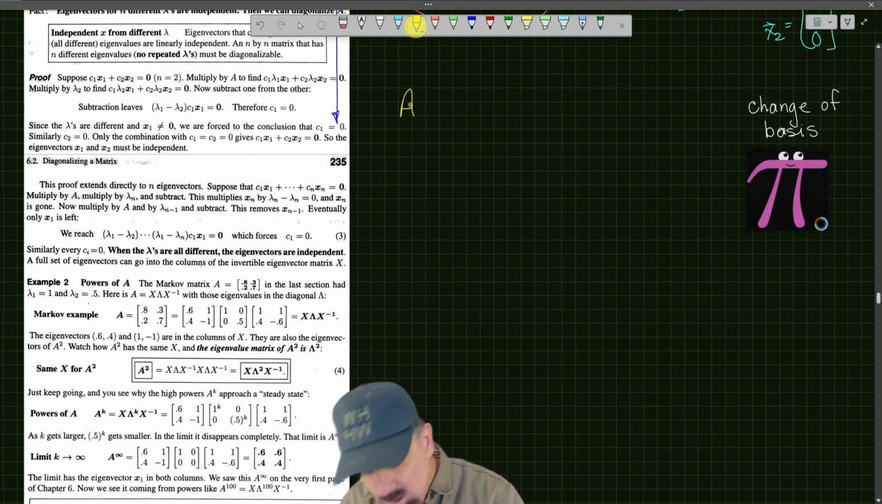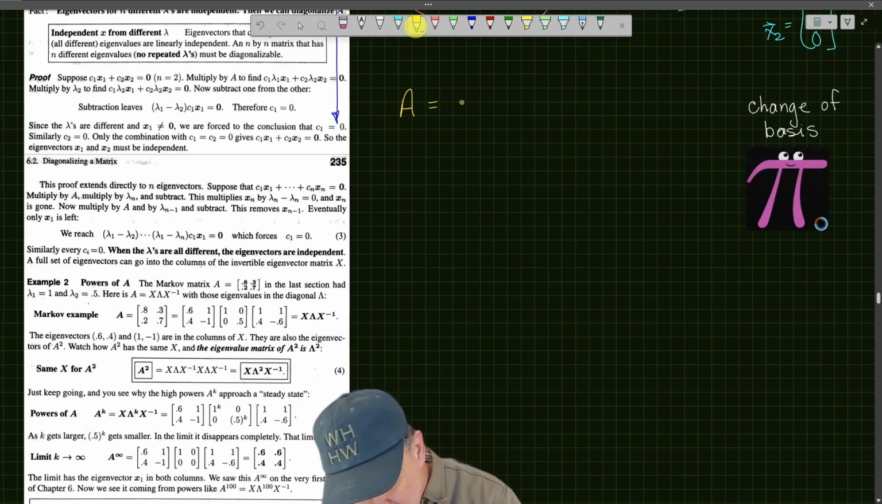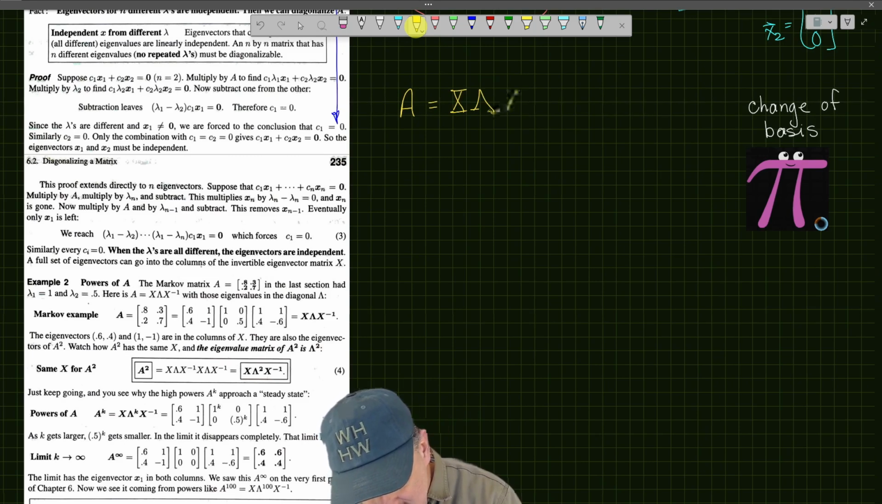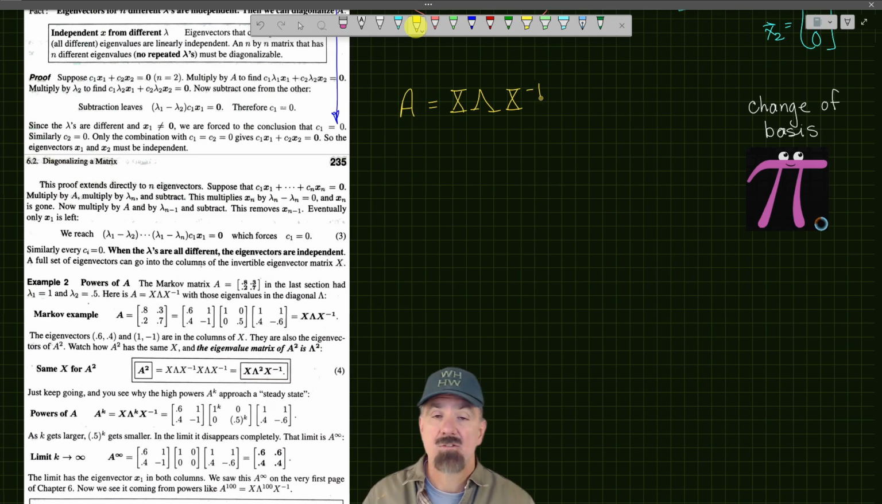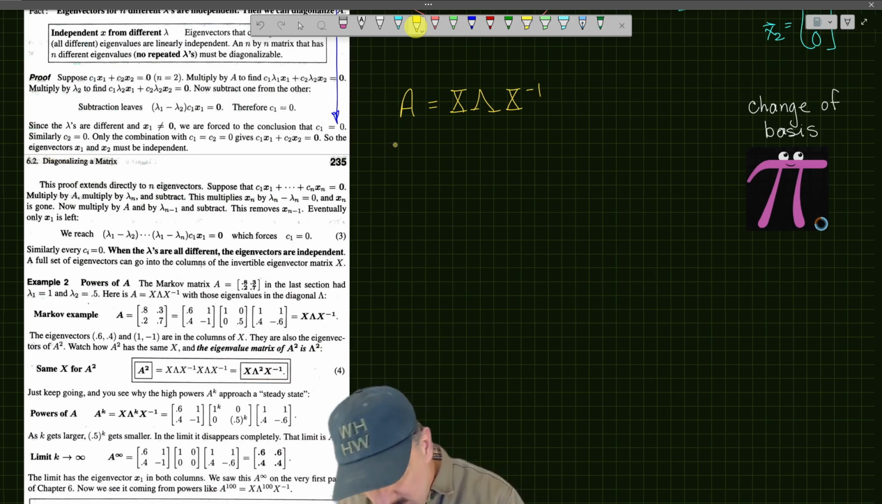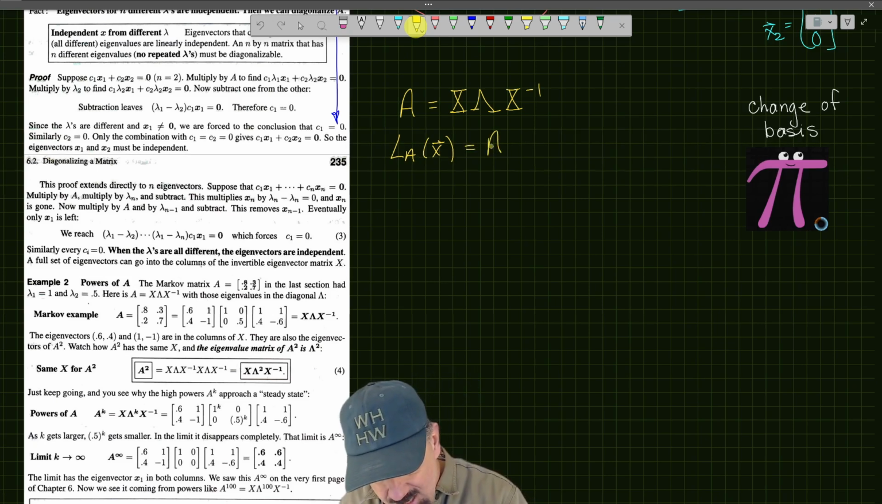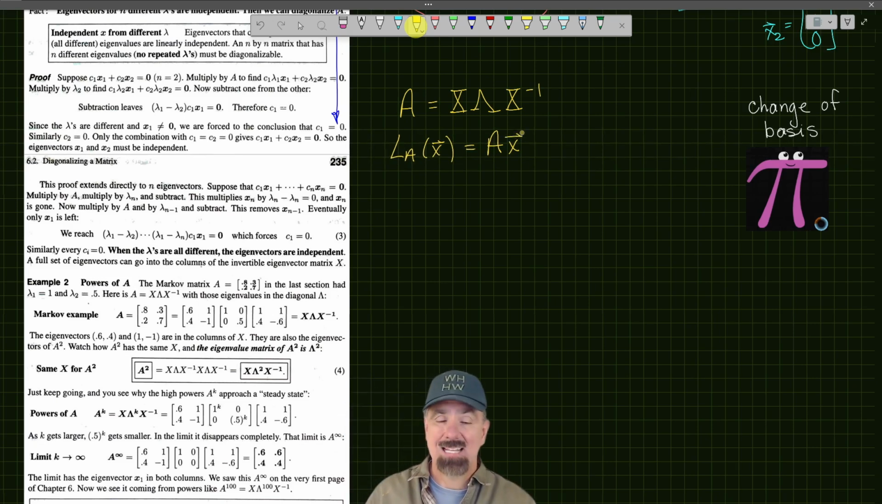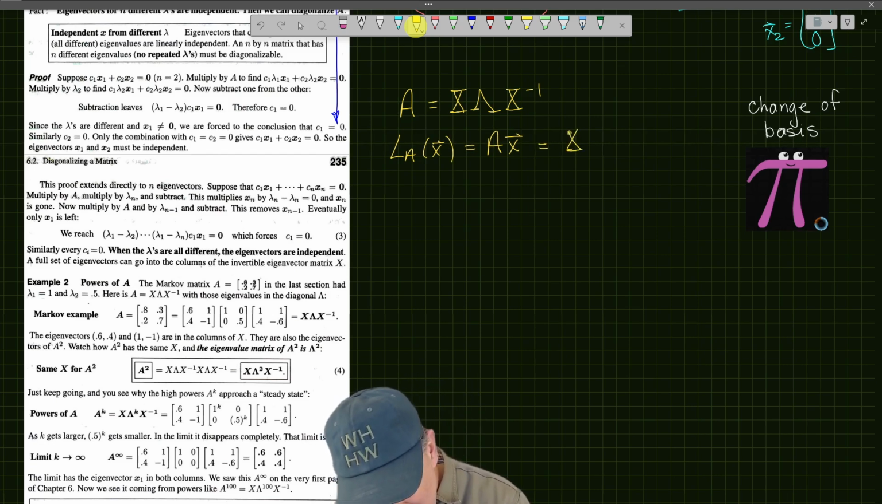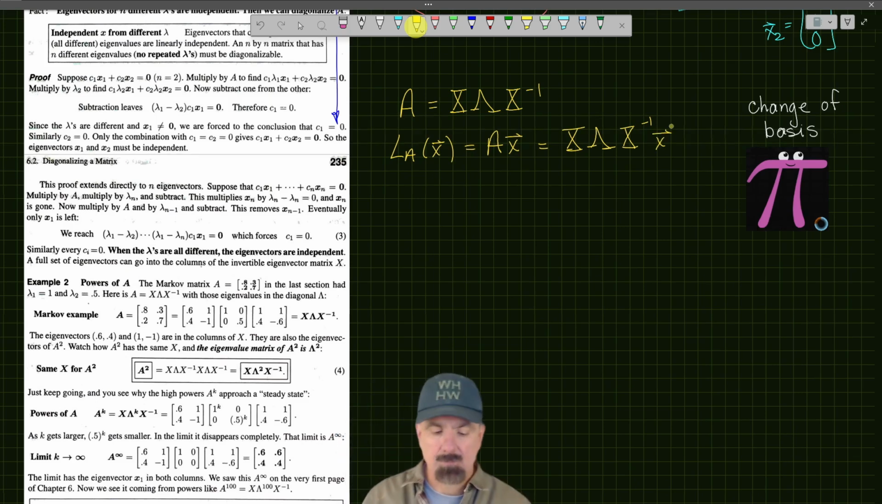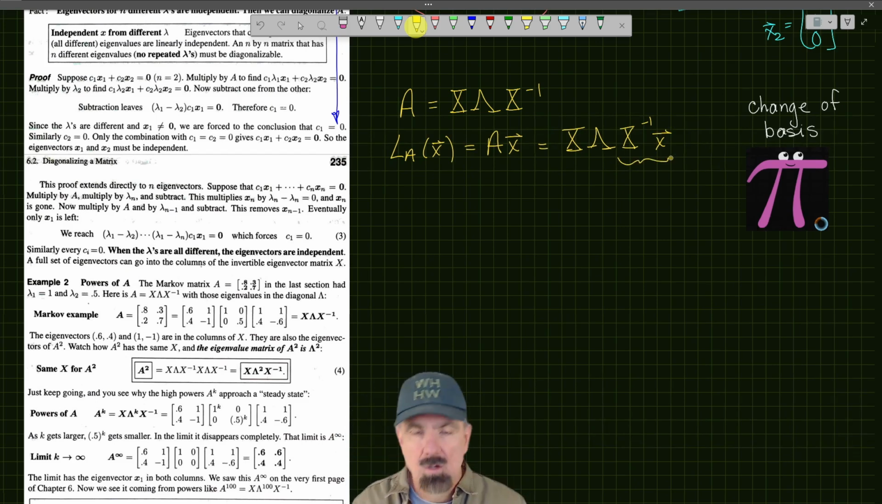What we're interested in is the matrix A written as X lambda X inverse. So we have a matrix that we assume is diagonalizable. Remember, for every matrix A, there is a linear operator, a linear function, where given any vector x that gets put into that, it's the same as multiplying by A. Well, if that's true, that's the same as X lambda X inverse multiplied by x. And the question is, what is this? Specifically, what is that?